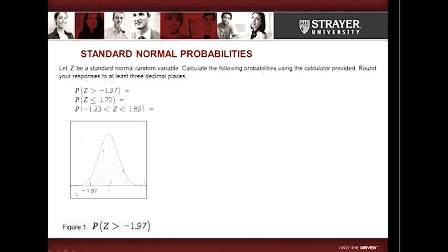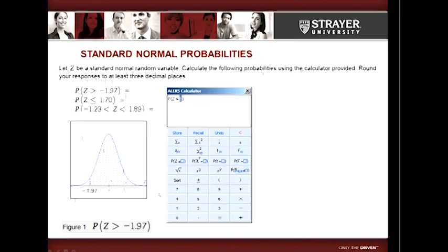So this negative 1.97 means almost 2 standard deviations to the left of the mean. That's what this negative means, is to the left. So there's the picture. In ALEKS, we're going to use the key probability that z is less than a certain number. And then we'll plug in our values.